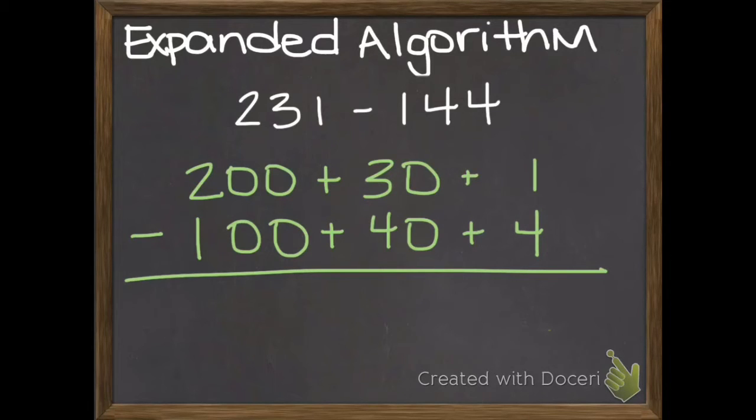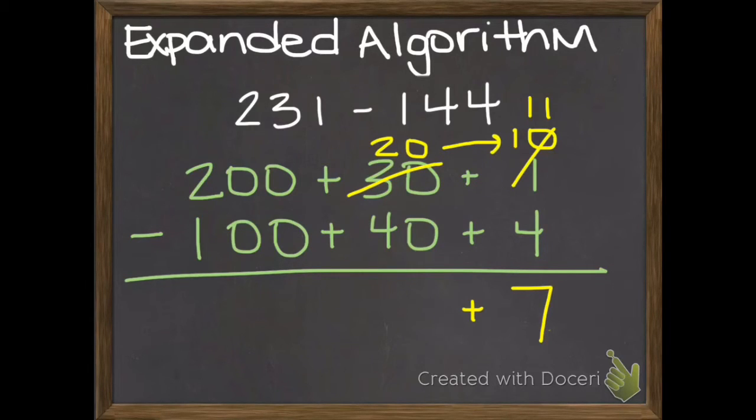If I take 1 and try to subtract 4, I can't do that. So I'm going to go next door to the tens place and take away a 10 from here to make this 20, and trade that over for 10 more ones. Since I already have 1 one and now I've added 10, this changes to 11 ones. Now I can do 11 minus 4. 11 minus 4 is 7.